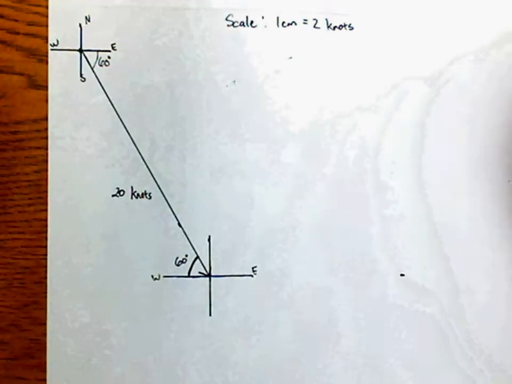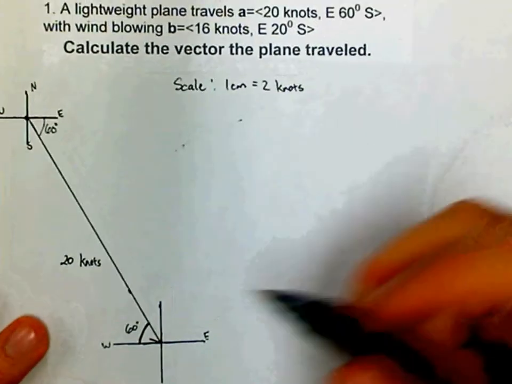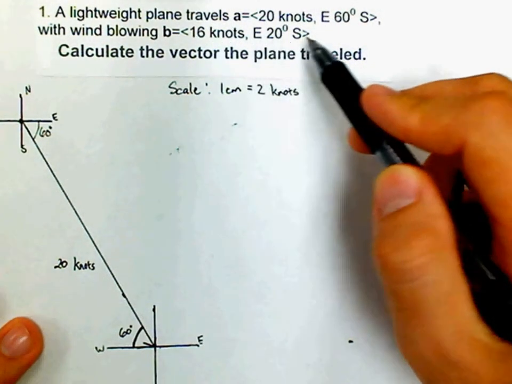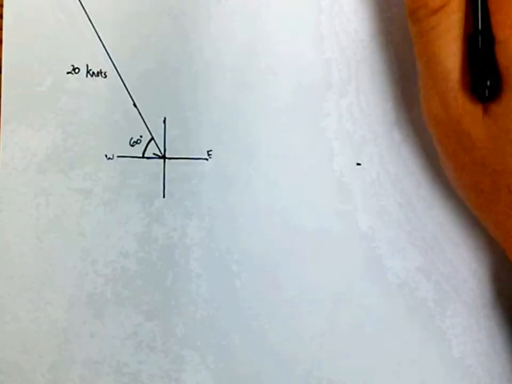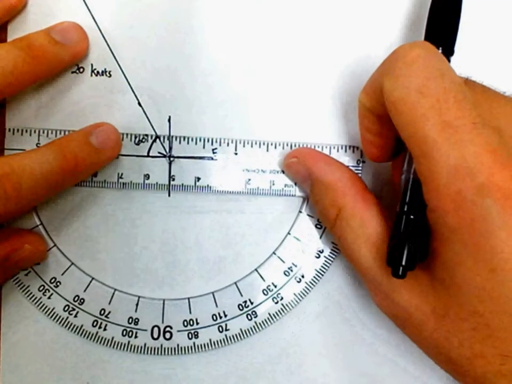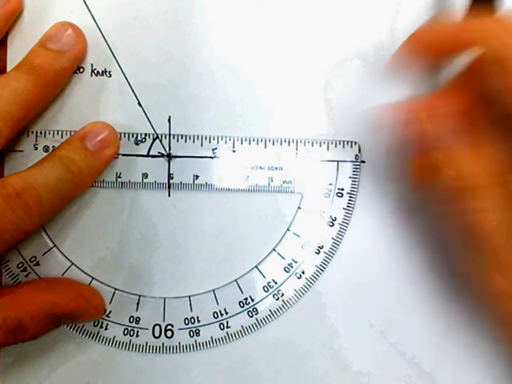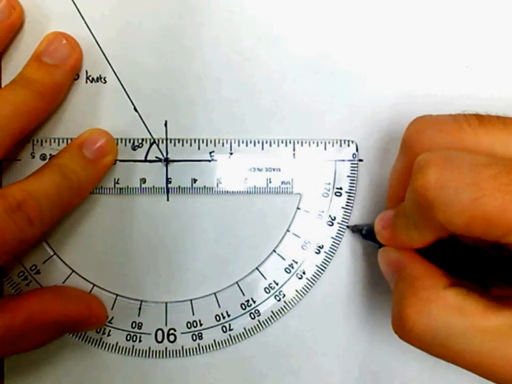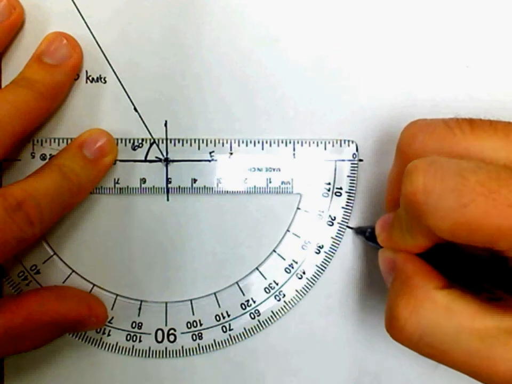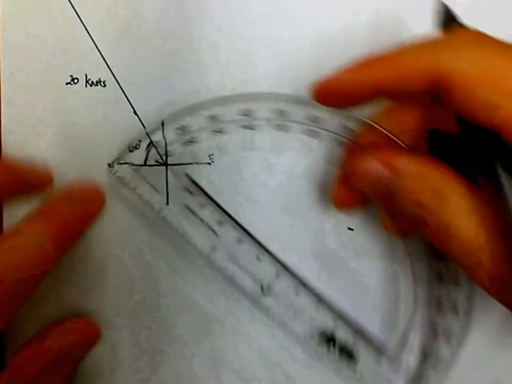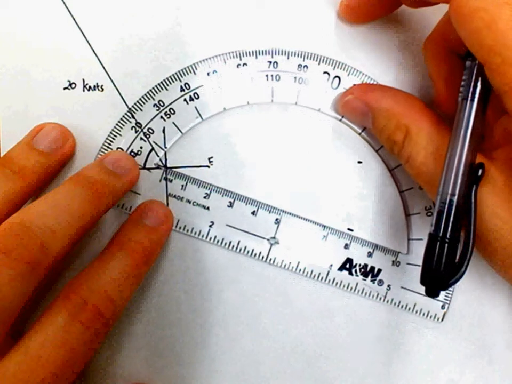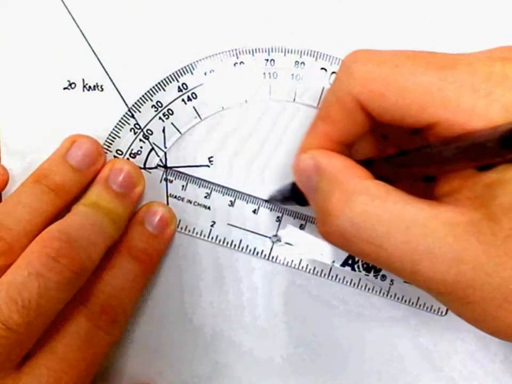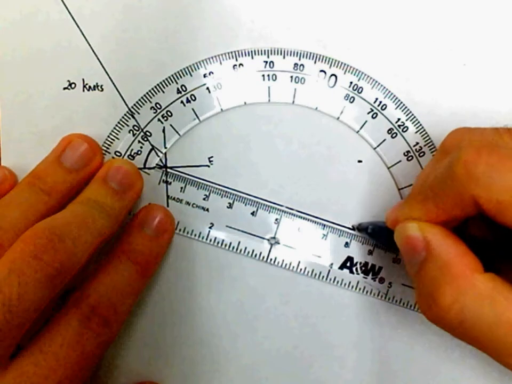There we go. And now my second vector is going to start right here. It's going to go 16 knots, 20 degrees south of east. I am still holding my protractor upside down. So, 0's on the east, 90's on the south, 20 degrees is over here. And I'm going to measure 16 knots, which is going to be 8 centimeters. There we go. Put an arrow on the end so we know our direction.